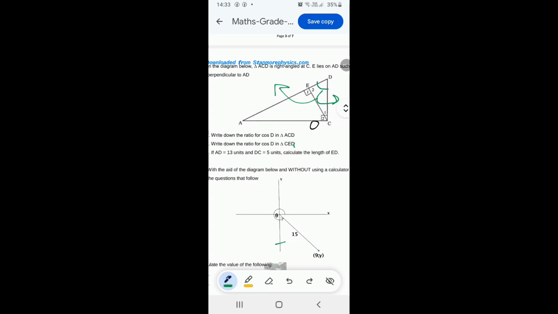Write down the ratio. We're going to this one now. Write down the ratio for cos D in CED. So the first one they said in ACD, the bigger one. So now they are saying find D, but in CED, this small triangle. So this is D and cos. Now that's adjacent and that is hypotenuse. So cos D here is equal to DE as our adjacent and CD as our hypotenuse.